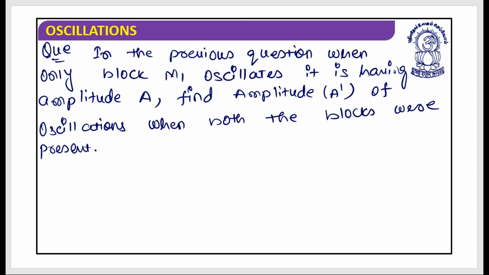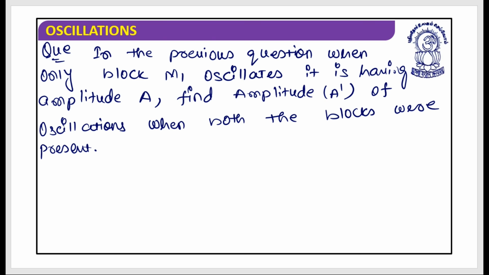So what could be done? What do you think? Take your time of 10 seconds and just try to think what could be done in this situation, that when one more block has been put up, what would be the situation? What do you think? Any idea?